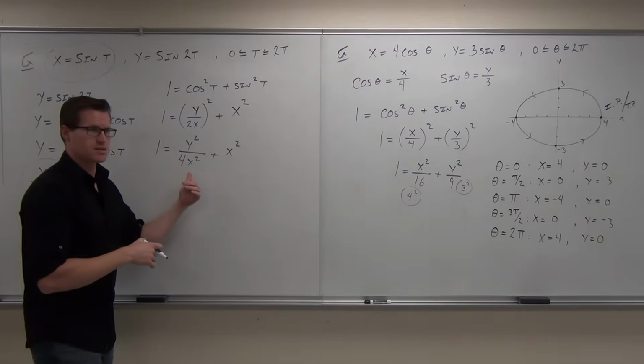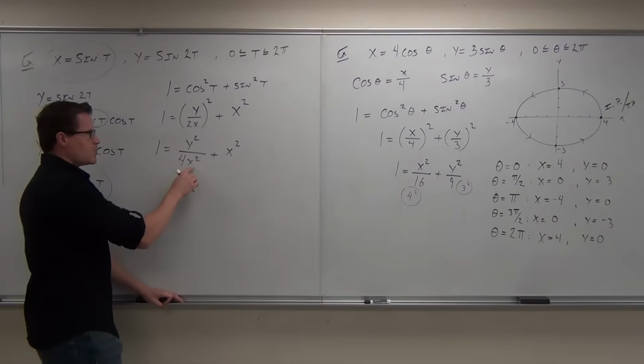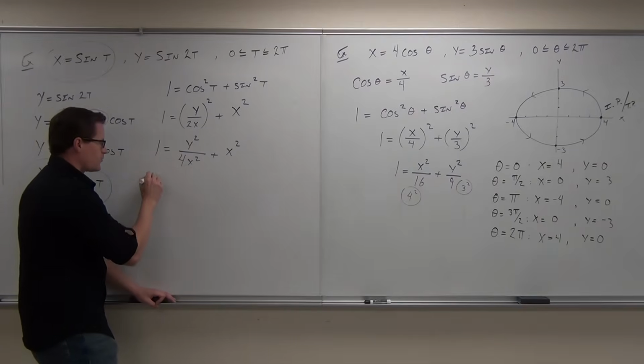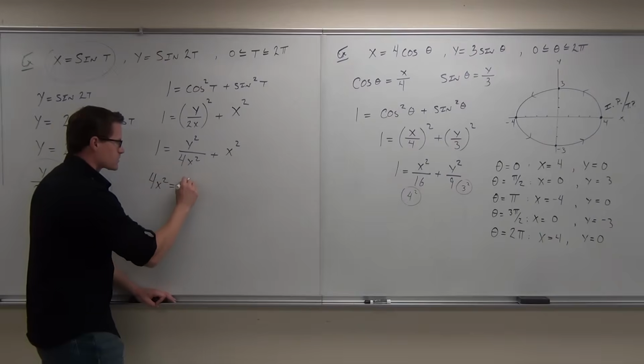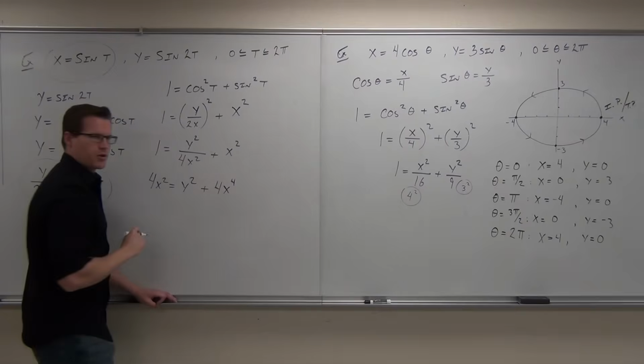Is the graph easy to see here? Okay, so simplify it a little bit if you can. Work with this then. Multiply everything by 4x squared because I don't like denominators. Okay? So 4x squared equals y squared plus 4x to the 4th. Can you follow me on the algebra?